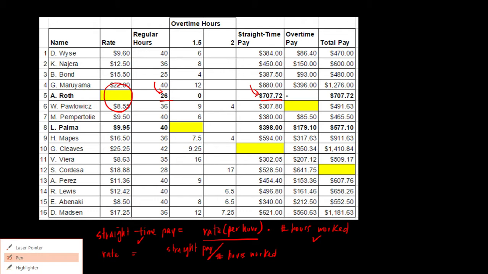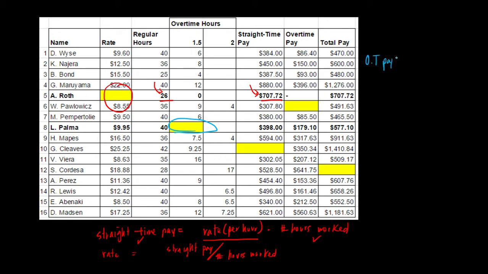Similarly, if you look at L. Palma, we have to solve for overtime hours. So we would take our overtime equation and use it so that we were able to manipulate it to solve for hours. So if you remember, overtime is pretty similar to straight time pay in terms of the basis of the equation. So my overtime pay is going to be equal to my pay rate times my number of hours times, depending on the type of overtime, in this case times 1.5, we multiply by 1.5. So this person is making time and a half, okay? So we multiply by 1.5.